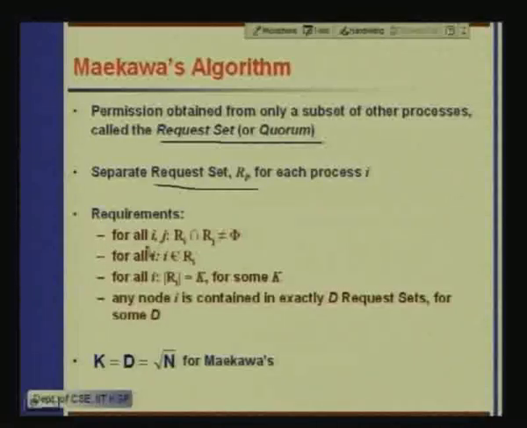If for two processes their request sets are disjoint, then Pi can take permission from the ones in its request set. They don't know about Pj's status. Pj can take permission from its own request set and both can enter the critical section at the same time. If there is an intersection, then there is at least one process who knows that Pi has requested and Pj has requested, and it will permit at a time only one of them. So either Pi will enter or Pj will enter. Right? So between every pair of processes there has to be one node, one or more, which arbitrates and gives permission to only one of them. Okay, that's the reason that we want that for all i, j, Ri intersection Rj has to be non-empty.